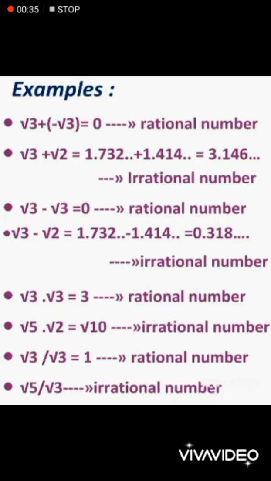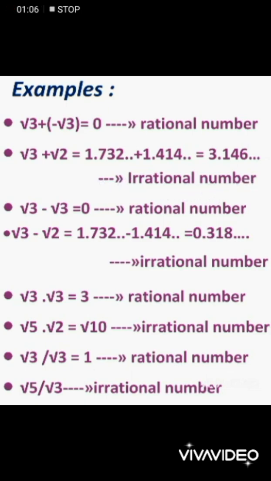Here we are considering two irrational numbers. Addition of two irrational numbers: root 3 plus minus root 3, the result is 0, which is a rational number. Again consider two irrational numbers, root 3 plus root 2. Root 3 value is 1.732 plus root 2 value is 1.414 and so on. You will be getting the result as 3.146 and so on, which is an irrational number.